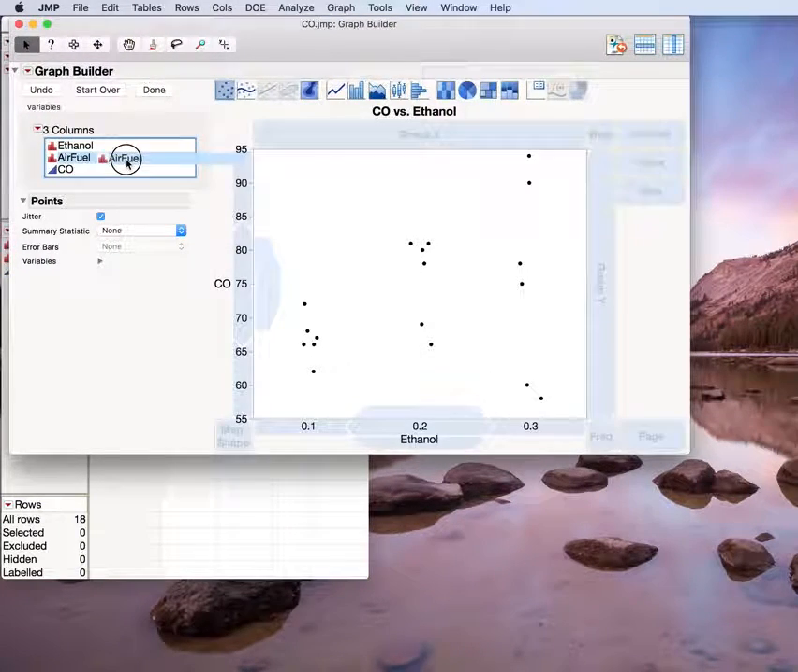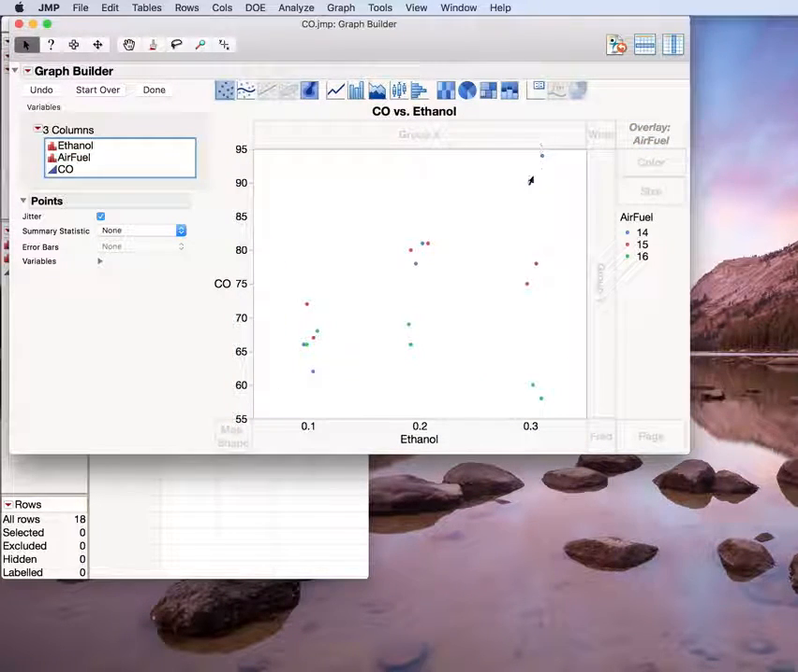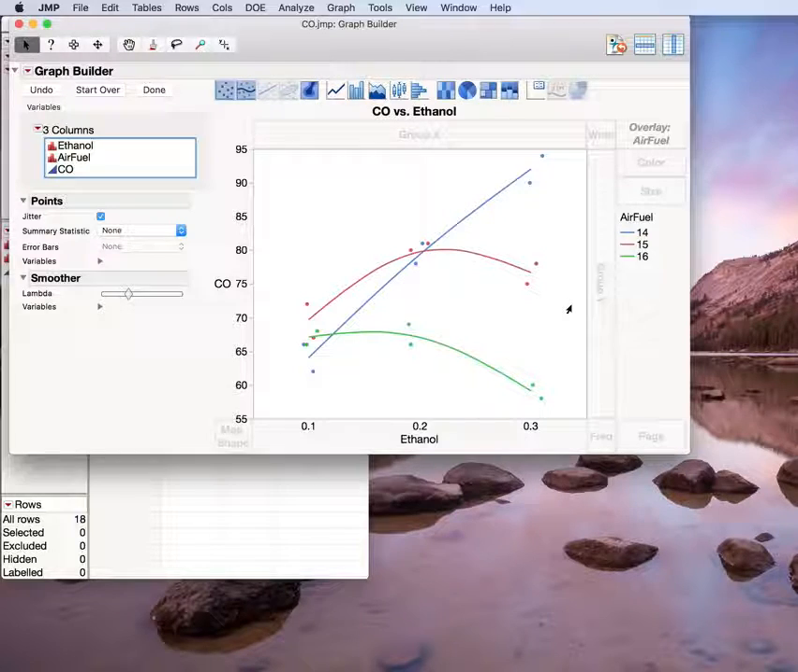And so if I take air fuel and drag it to overlay, we can see that these points up here were due to air fuel 14, these to air fuel 15, and these to air fuel 16. And so if I want to get an idea of the overall relationship of ethanol, I'm going to add this smoother line right here. And we can see that there are significant interactions between ethanol and air fuel. If there weren't any, then these three lines would all look very similar, but they look very different. So 14 is very sharp and very linear, while the other two are roughly quadratic and they're not much of a linear effect. There really isn't much change right here.